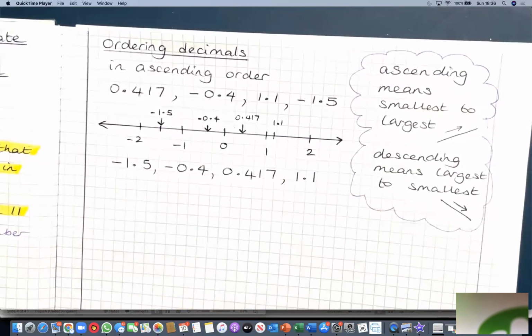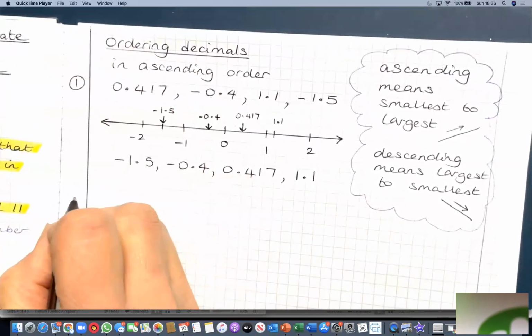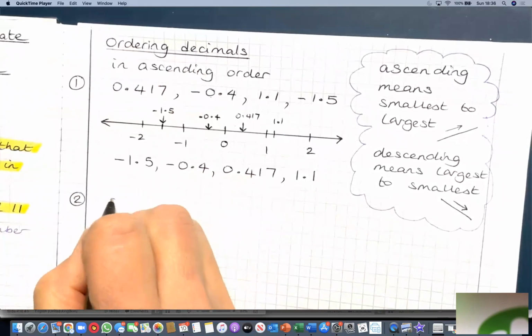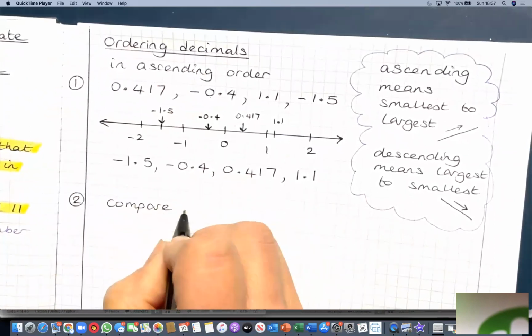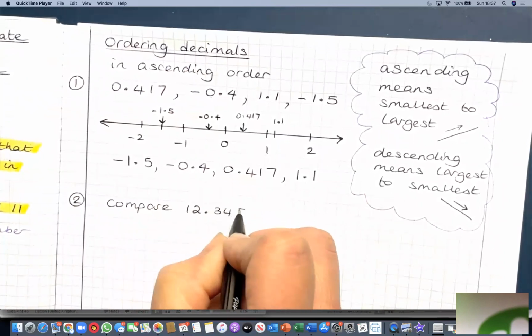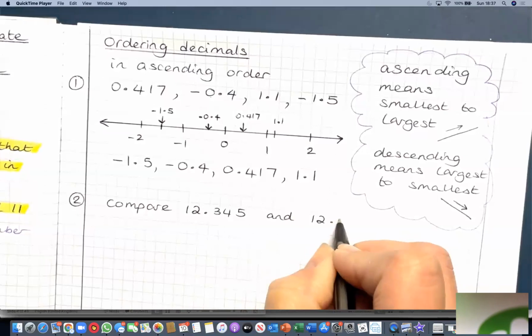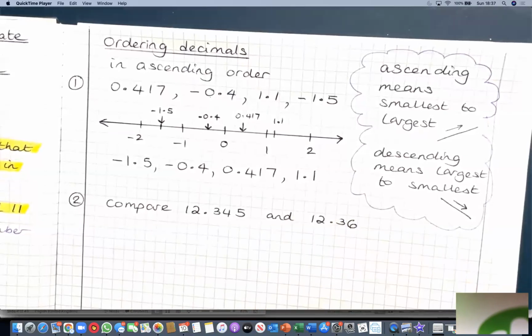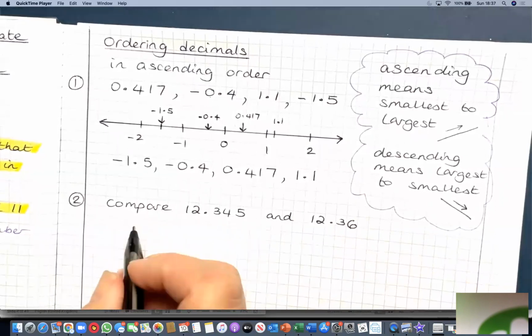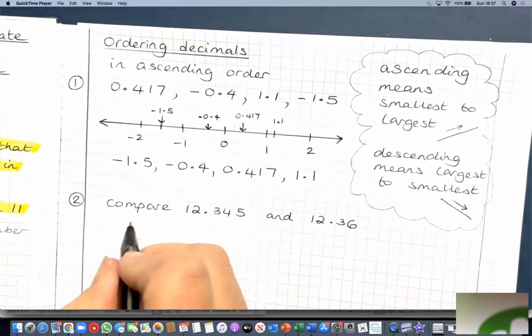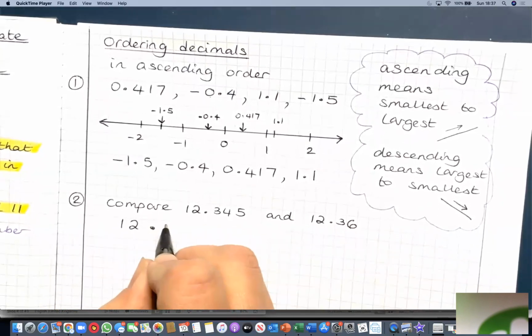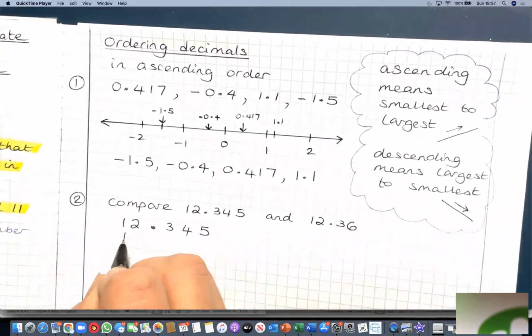Okay, I don't have to use a number line. There is another way of doing it. I could just write them out using a place value table. I'll use a different example for this. Say I was given, okay, so I'm going to compare 12.345 and 12.36. Now, using a place value table and lining them up really neatly, making sure that my decimal points are in line. Here's my 12.345.